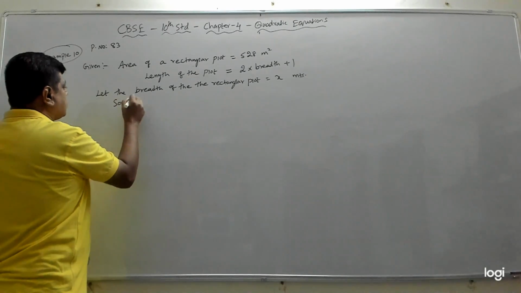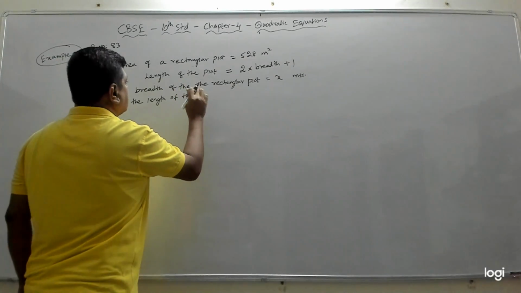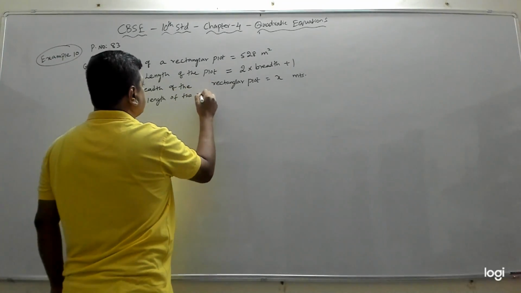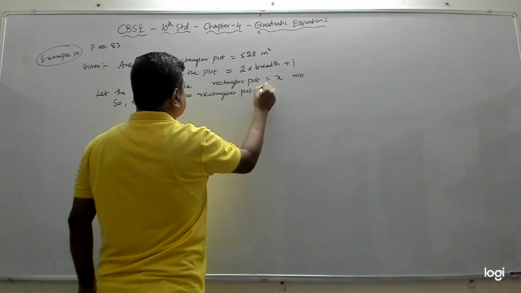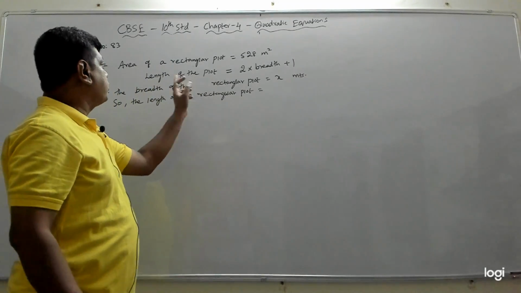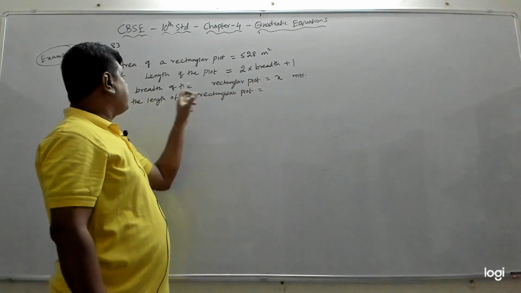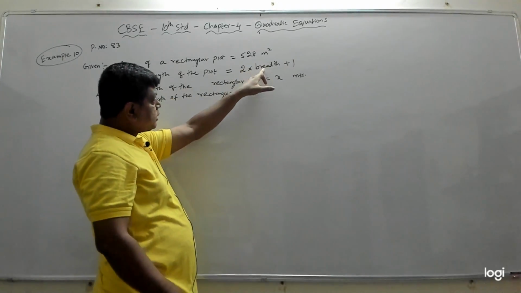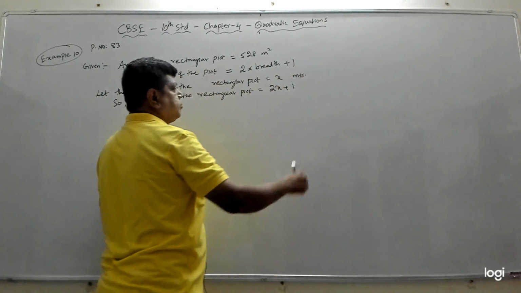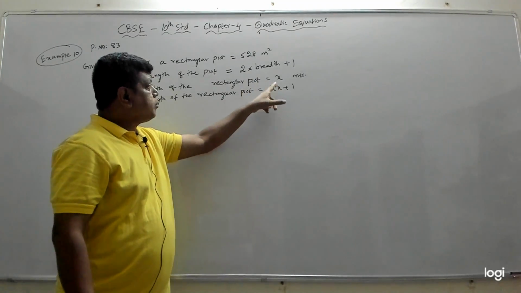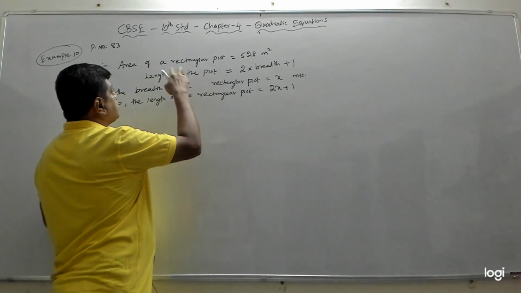That's the breadth of the rectangular plot. So what is the length of the rectangular plot? The length of the plot is 2 times the breadth plus 1. But we have taken the breadth as x, so the length will become 2 into x plus 1, that is 2x plus 1. Now we have used this information, so let's go to the first information.